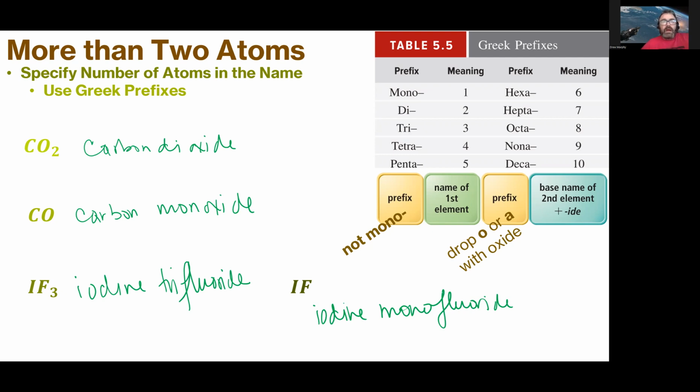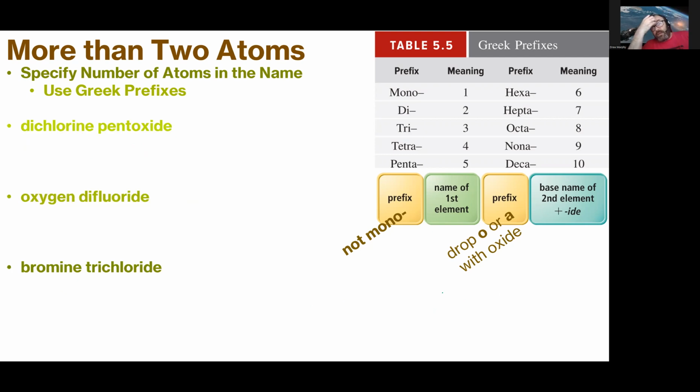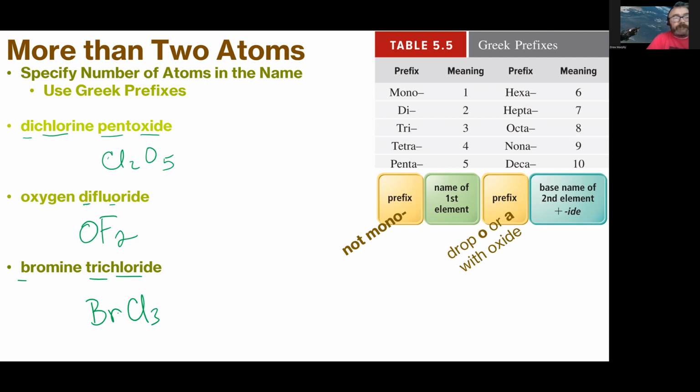Cool. Not too terrible. And as we always say, if you can do it forwards, you can do it backwards. Writing the formula from the name is relatively straightforward because the name is the formula in terms of words. So dichlorine pentoxide means we have 2 chlorines and 5 oxygens. So Cl2O5. Oxygen difluoride would be 1 oxygen and 2 fluorides. So that's OF2. And then bromine trichloride, that's 1 bromine and 3 chlorines. So that's BrCl3. Okay.